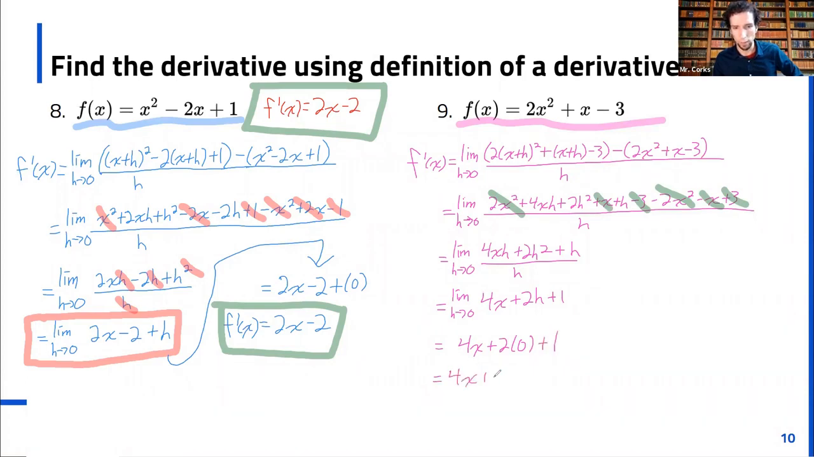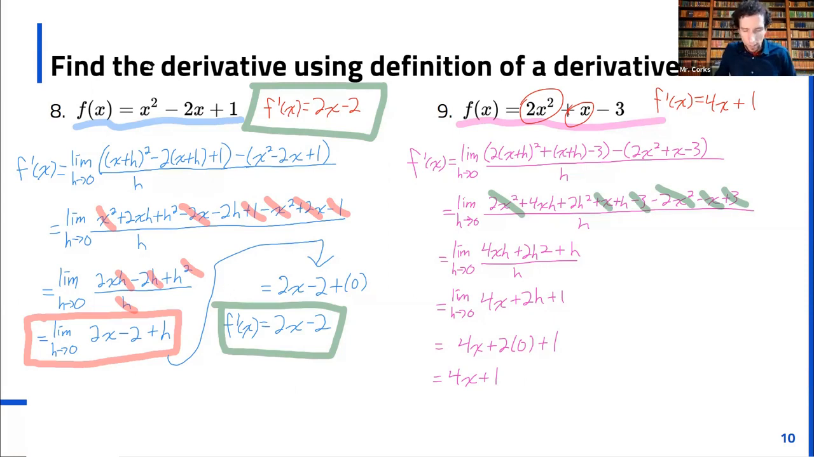for 4x plus 1. And that is exactly what we should be expecting from our shortcut rules here. f prime of x, product rule, 2 times 2 for x minus 1 for the exponent, so 1, and then derivative of just x is 1. There we go.